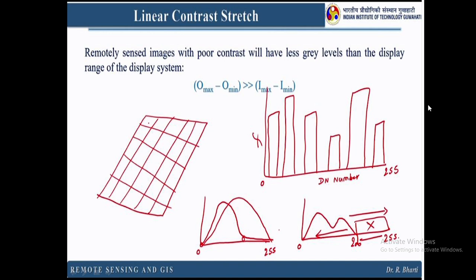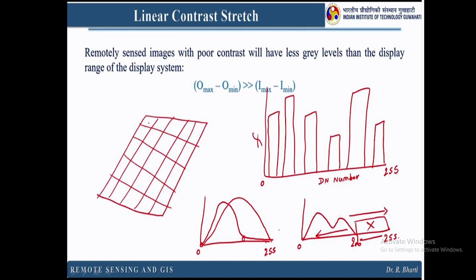Linear contrast means that when a remotely sensed image has poor contrast, it has fewer gray levels than the display range of the system. So O is the output, I is the input, and the digital number is the gray level, 0 to 255. An 8-bit image shows digital numbers 0 to 255, then a 7-bit image shows 0 to 127.